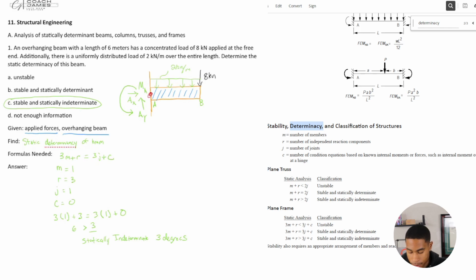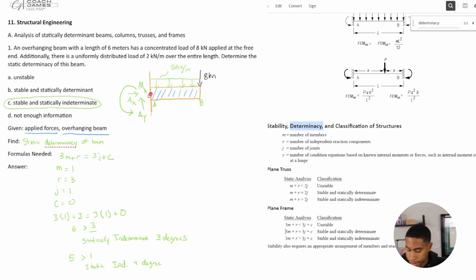Rather. So if the equation came out to be 5 to 1, right? Then this would be statically indeterminate to the 4th degree. Okay, and so on and so forth. So just something to note.